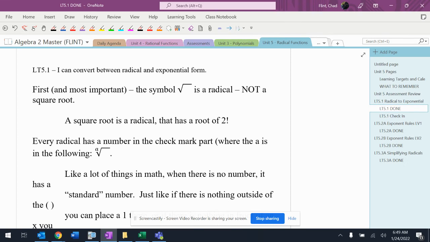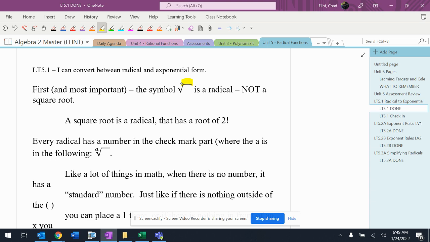So in this unit, we're going to talk about what a radical is, how to use a radical, and how to do a lot of different things with a radical. And the first, very most important thing is, up to this point, you've probably had what I would consider bad information about something that you've been using for a few years.